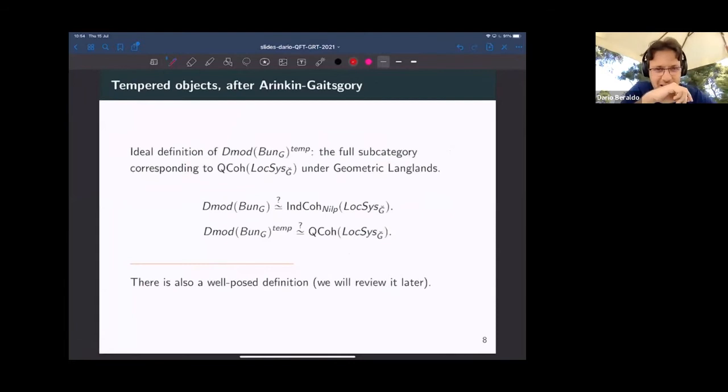And so this discussion gives the definition of tempered. I mean, it's not a definition because it depends on the conjecture. But if you buy this conjecture, then of course we have the inclusion of quasi-coherent sheaves on Coh-nilp. That's just the zero section, and that by definition should correspond to tempered D-modules. Except, of course, this is not well defined because it depends on the conjecture. But let's use it nevertheless, and later I'll give the proper definition. Any questions so far?